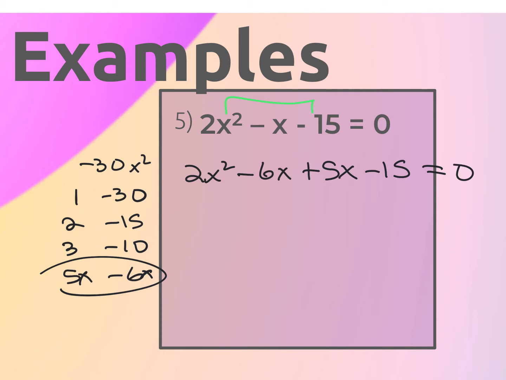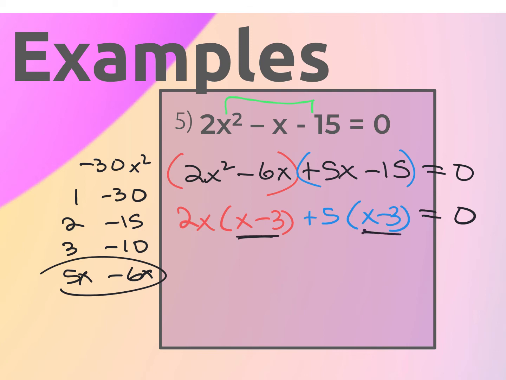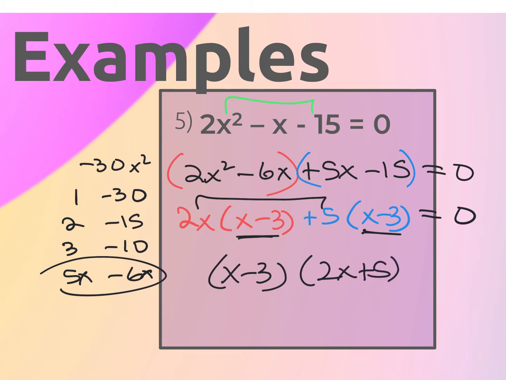And now I'm going to make my groups. Got a red group, got a blue group. Now you don't have to do the grouping if you're good at guessing and testing. GCF of red is 2x, and I'm left with x minus 3. GCF of blue is positive 5, and again, x minus 3 remains. Take this, which you have just one of, and then take the 2 GCFs you just divided by, put them together. These are your factors of that trinomial.